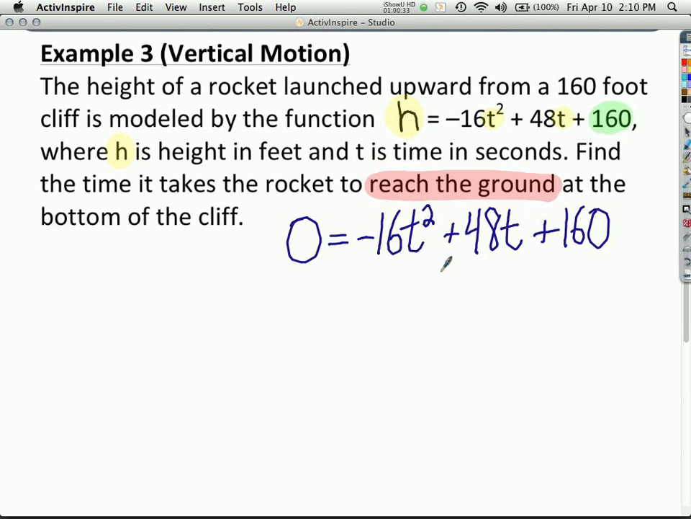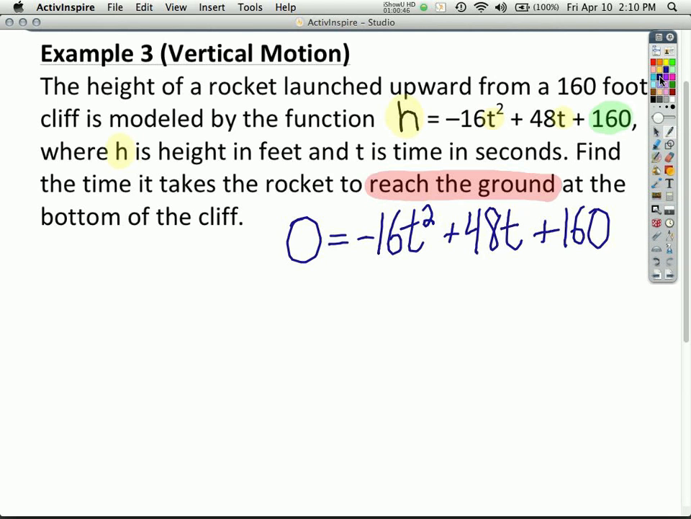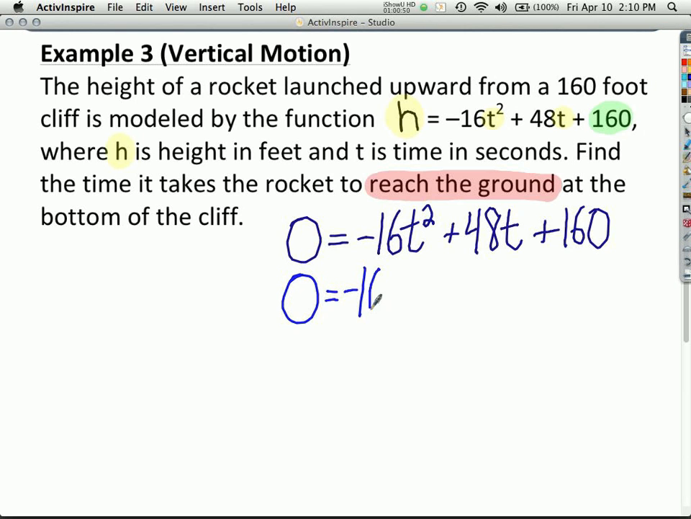Good, but there's also something else. What other detail do we want to take care of right at the beginning? Paige? We want to get rid of that negative. So we're not going to factor out a 16, we're going to factor out a negative 16. So we'll rewrite this once again. 0 equals negative 16 times whatever's left over. So go ahead, you write what's left over.